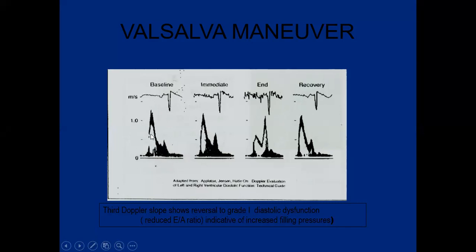Whether you understand this is normal or abnormal. So you do a Valsalva in these patients, and this pattern changes to this pattern. This is known as the pseudo-normal pattern. It means the LA pressures are not normal. LA pressures are borderline elevated, like 12, 15, or 13 or 14.